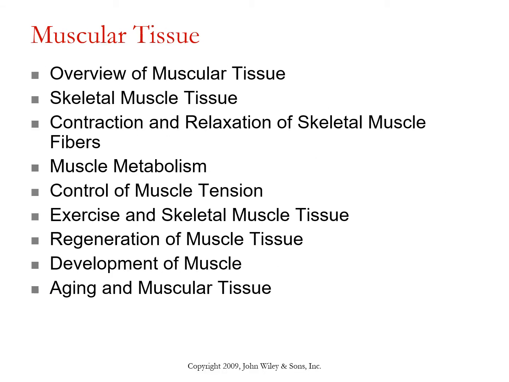So here's an overview of the chapter. We mentioned some of these already. Going down towards the end, we'll look at the effect of exercise on skeletal muscle tissue, how muscle tissue is regenerated. We've talked about that a little bit with respect to specialized tissues having a decreased capacity for regeneration, but an increased capacity for hypertrophy. We'll look at how skeletal muscle tissue develops, and of course, we always conclude by looking at the effects of aging on our tissue and system.